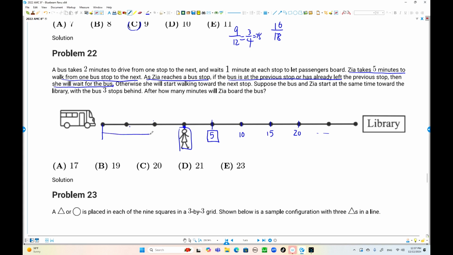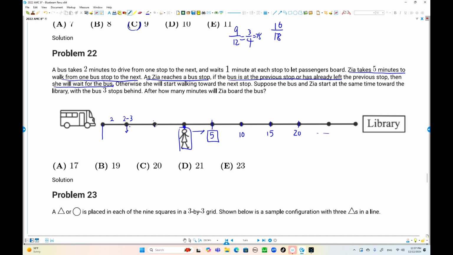Over here, there is more than one stop, right? Anyway, Gia will go to the next stop. 5 minutes, Gia is over here now. So after 5 minutes, where is the bus? This is stop 0. It takes 2 minutes to arrive here, and another 1 minute, total 3 minutes, right? You're going to stay over here. The bus is over here, right? 2 to 3 minutes.